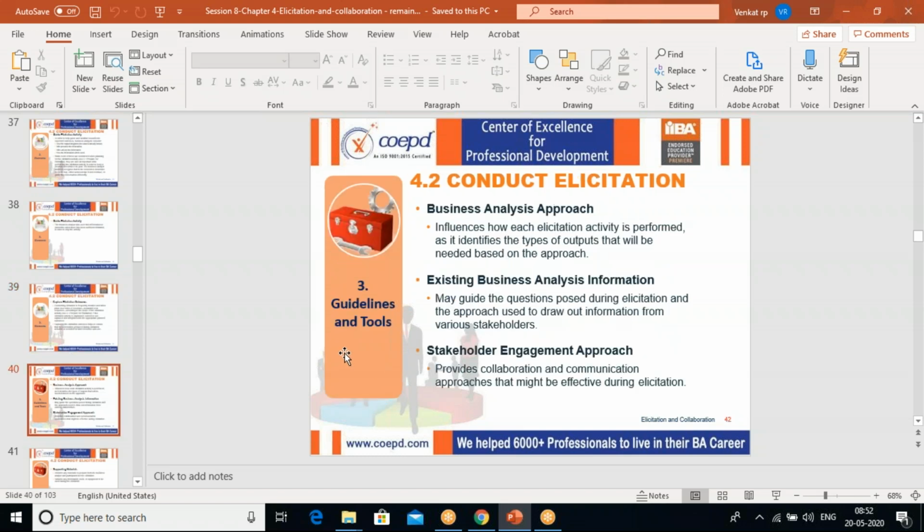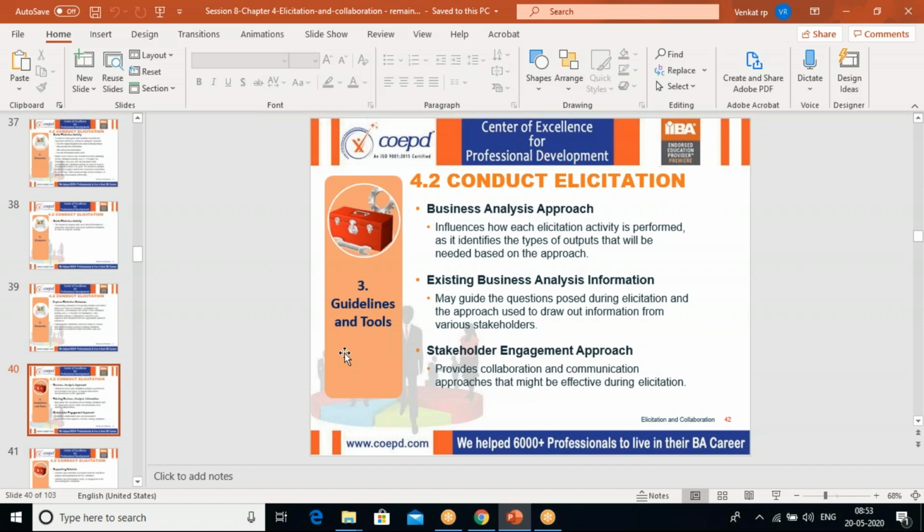Coming to the guidelines and tools, the first one is the business analysis approach. It influences how each illustration activity is performed, and it identifies the types of outputs that will be needed based on the approach. These guidelines are very, very important, because whatever illustration we do, we do it based on these guidelines. Existing business analysis information is also very important.